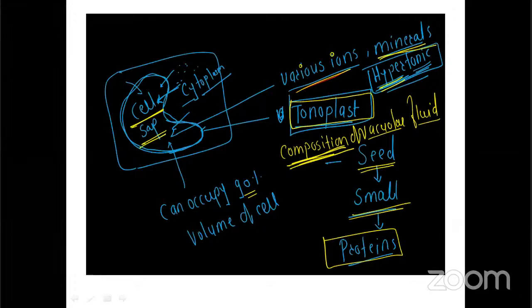So the cell sap is hypertonic to the cytosol. Write cytosol or cytoplasm, both are correct. You can write anything.